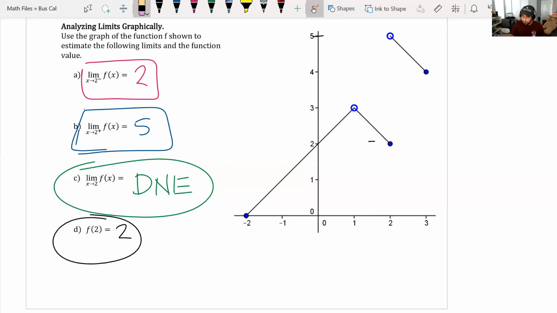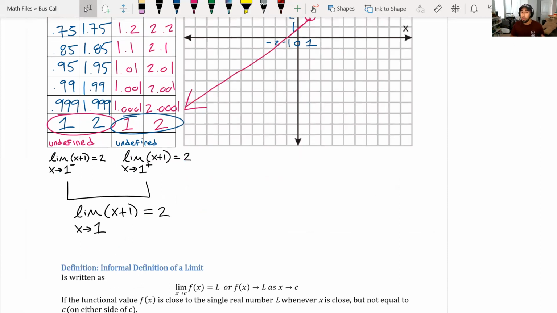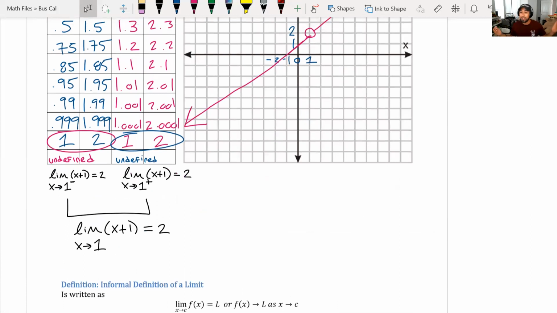So now the things that should be going on in your head is, how can a limit not exist, but a point can be defined, right? Which means if we went back to the very first problem, it's actually the opposite. This first problem says our limit exists, but our point is undefined.